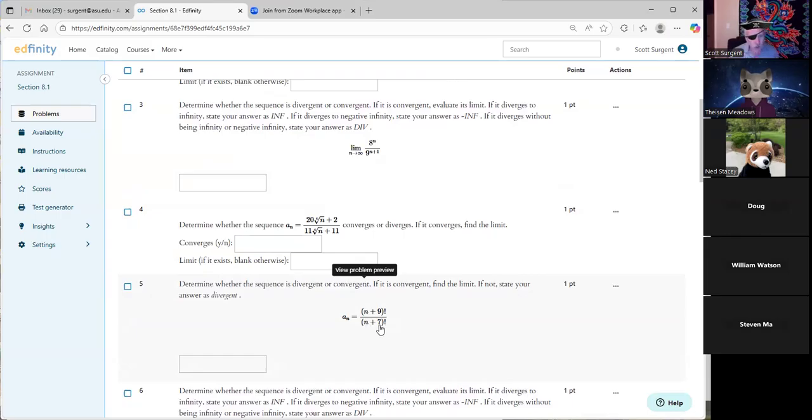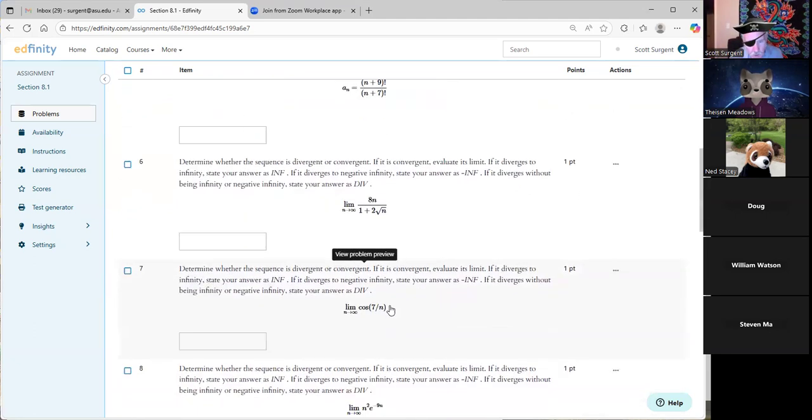In fact, let's do one. I'm going to pull one off here. How about I'll do, since I got this one highlighted, n plus 9 factorial over n plus 7 factorial. You don't even have to integrate it.